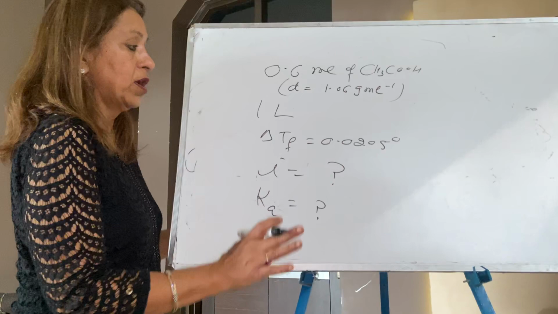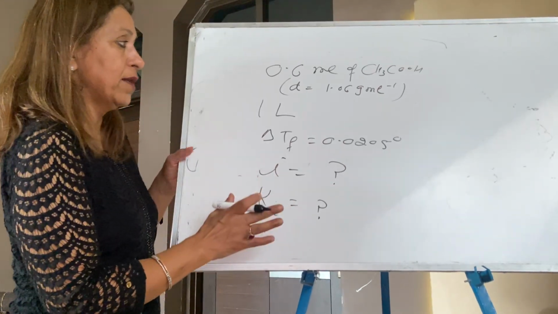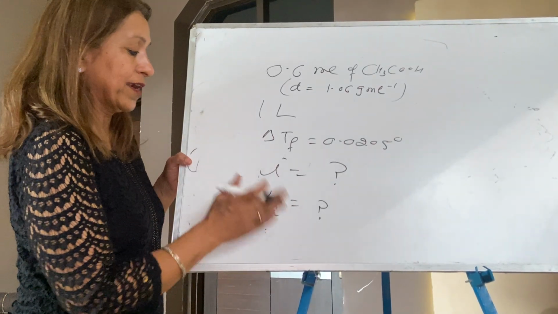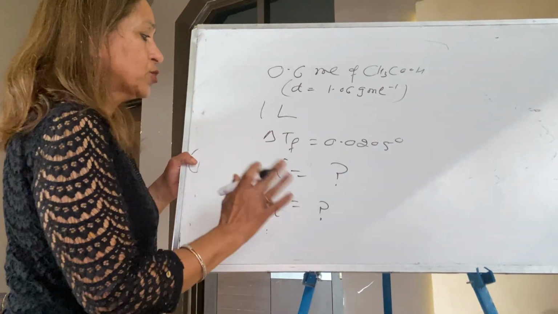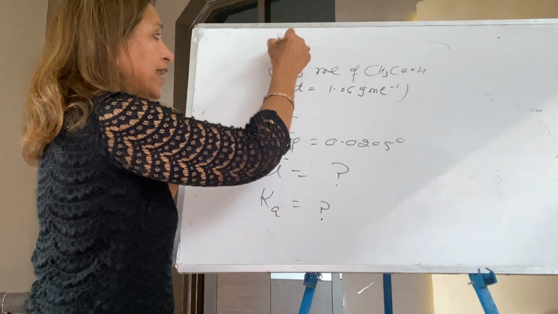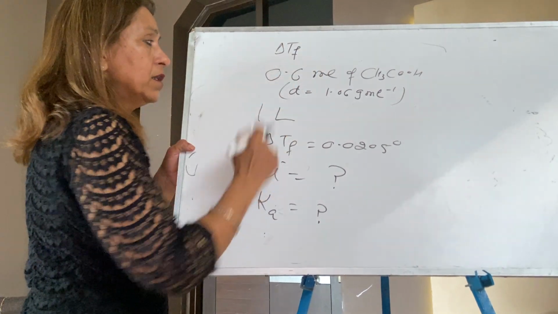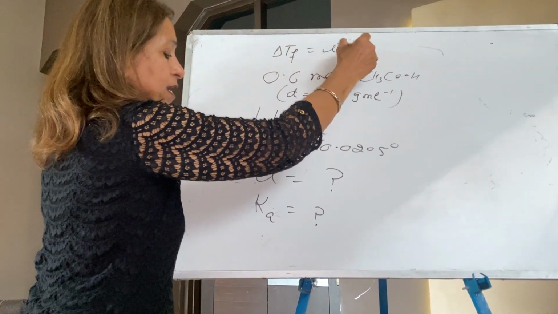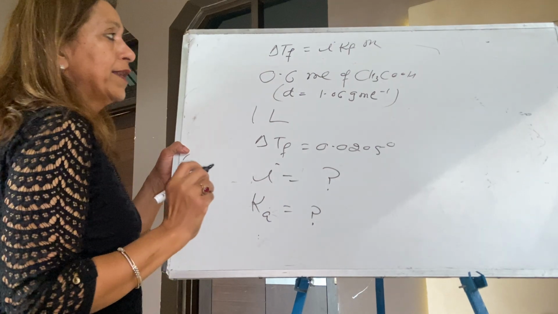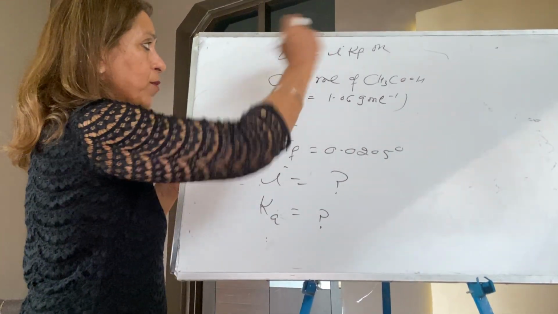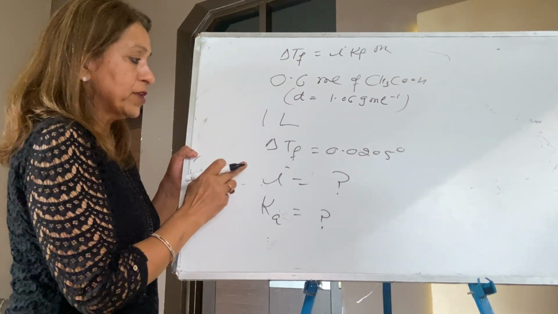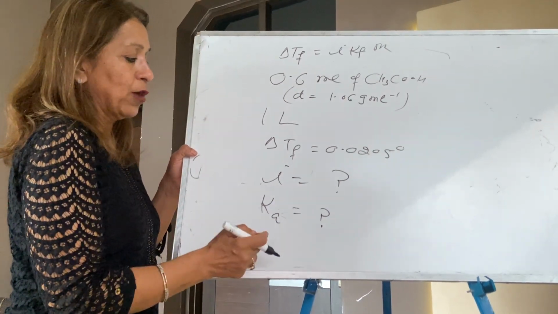Now first of all, students, calculate the molality, or directly calculate i, K, whatever you want. Write down: first of all, delta Tf is equal to i Kf m. Delta Tf is equal to i Kf m. Now calculate i from here. After calculating i, calculate alpha and calculate Ka.